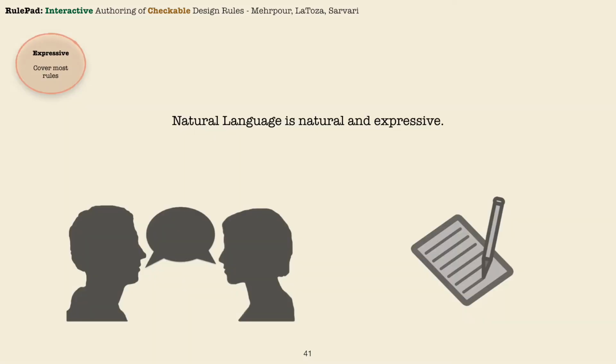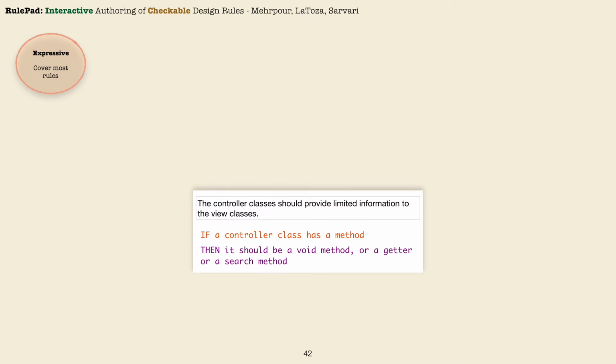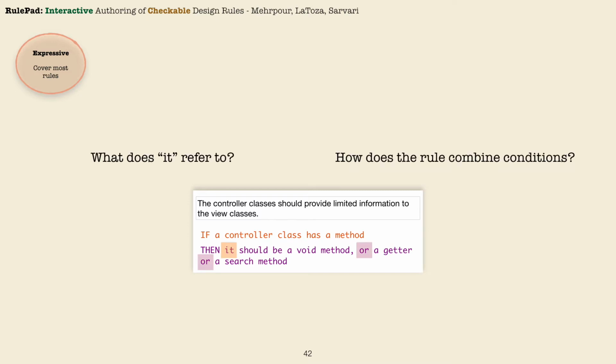Natural language is natural and is also expressive. But the problem with natural language is that it can be ambiguous. For example, consider this design rule. This design rule expresses that in controller classes, the method type should be void or it should be getter or search. We can understand this rule. But how does the tool know what it refers to, or how to combine these conditions?